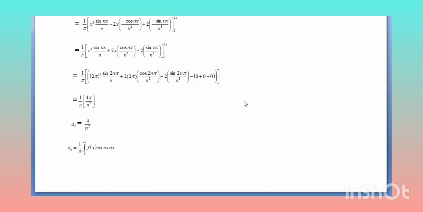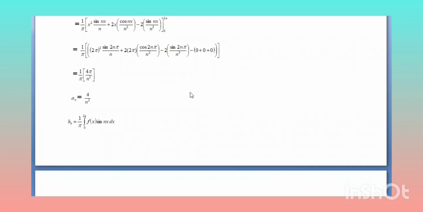0 is 0, sin 0 is 0. So sin 2n pi is 0, only the middle term you will get, 2 into 2 pi is 4 pi, cos 2n pi value is 1. So 4 pi into 1 divided by n square. 1 divided by pi, 4 pi divided by n square. Pi cancels, pi divided by pi cancels. So 4 divided by n square. An is equal to 4 divided by n square.